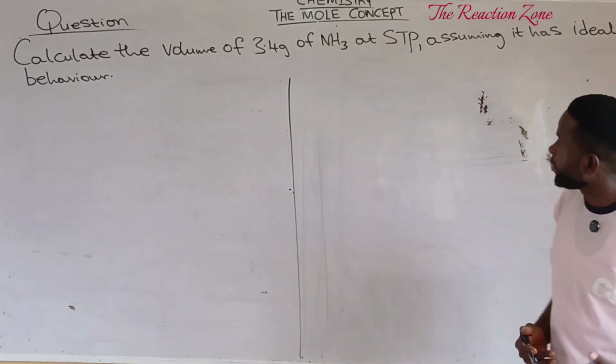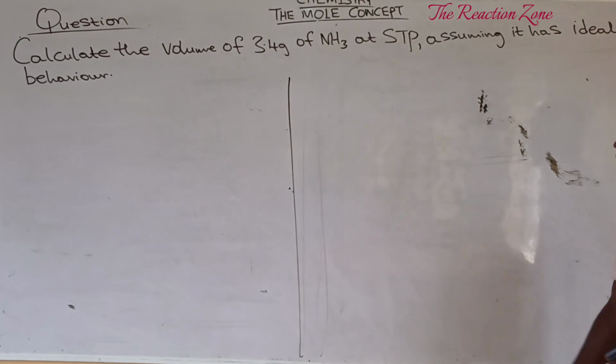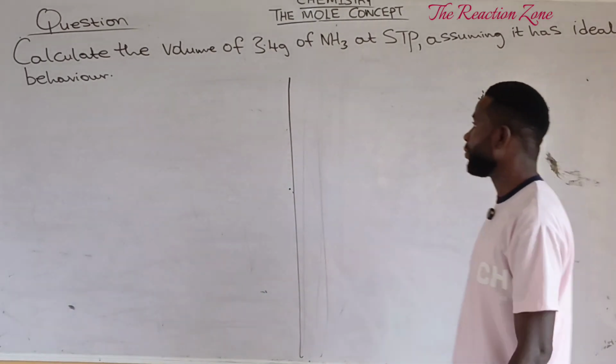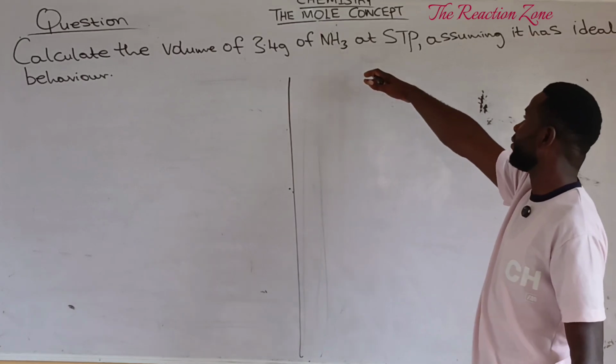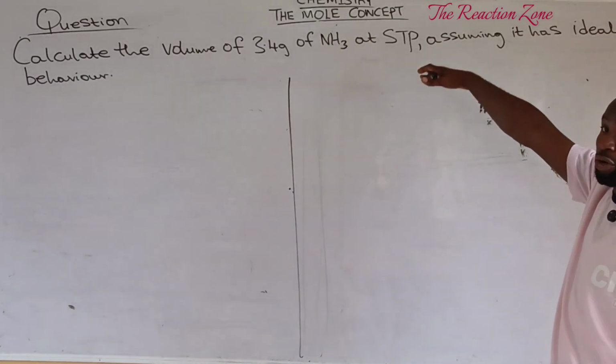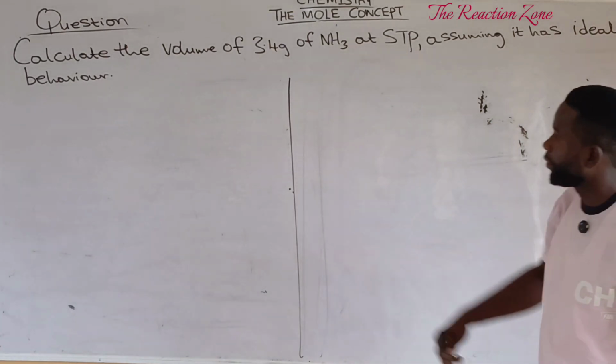In today's lesson, we're going to look at how to solve the question on the board using the mole concept. And the question is as follows. Calculate the volume of 3.4 grams of ammonia at standard temperature and pressure, assuming it has ideal behavior.